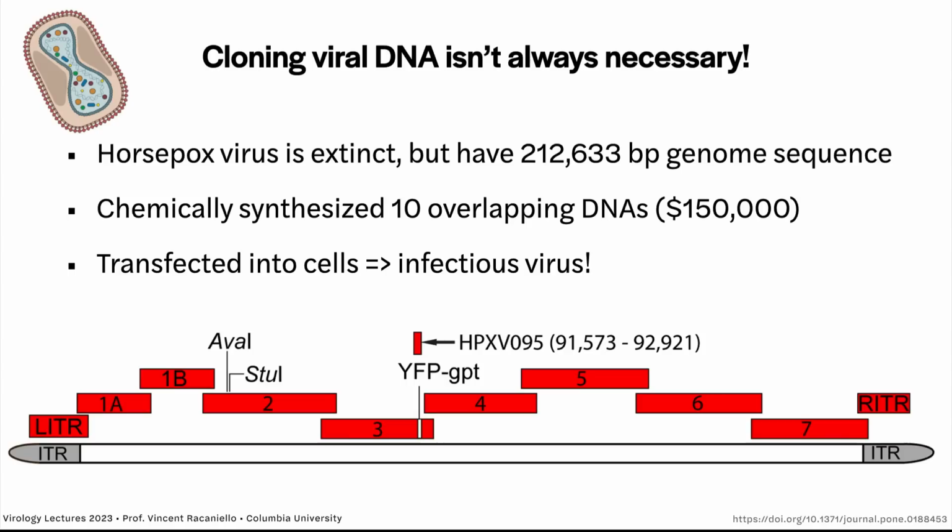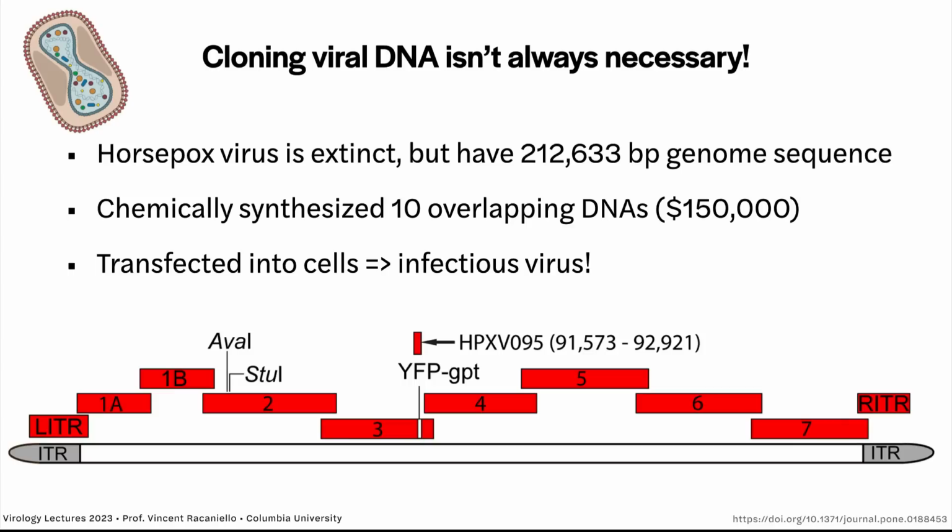And if you take those 10 DNA fragments and just throw them into cells, the cells take them up, they recombine, and they make infectious virus. And they actually put some markers in these fragments to show that the virus they got still had those markers and it was what they put in. So you can recover virtually any virus as long as you have the genome sequence.